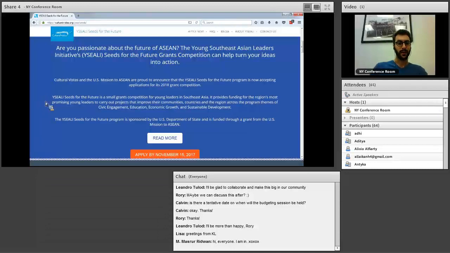So what is the takeaway here? The takeaway is your project should fall in line with one of those 4 YSEALI key themes: civic engagement, education, economic growth, and sustainable development. The other key theme is that these projects should improve their communities, countries, and the region.